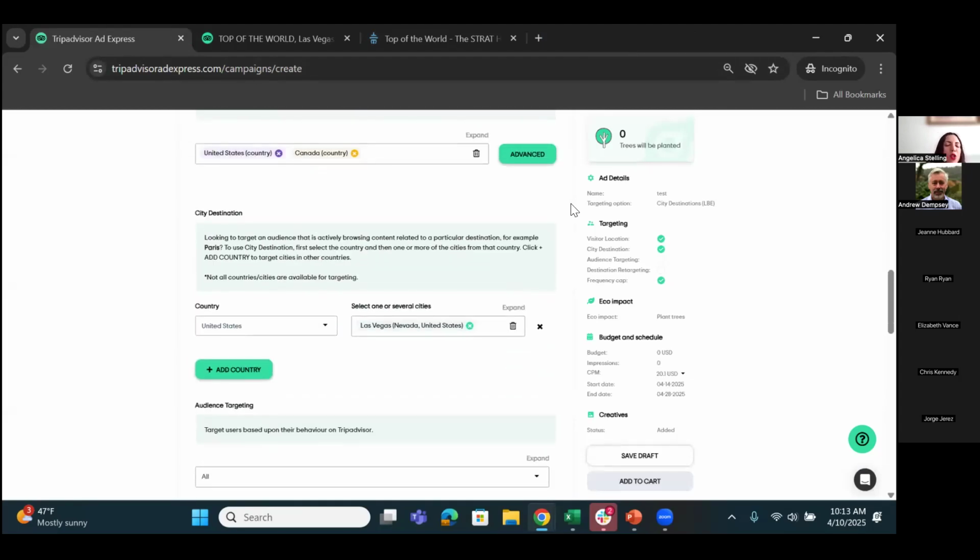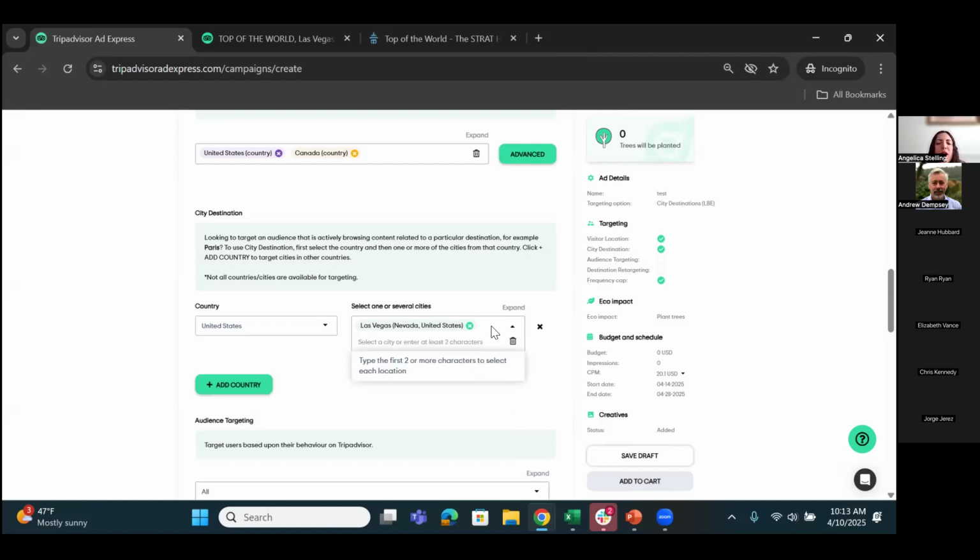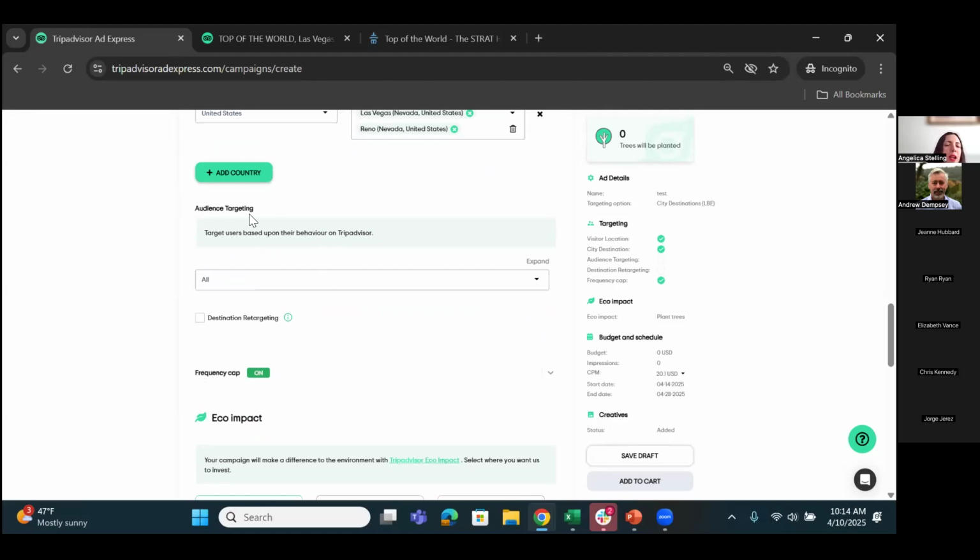Now, I want to share a little trick, especially I know DMOs use this a lot. It's called competitive conquest targeting. For example, right now we are targeting people in the US and Canada looking specifically at anything Las Vegas related on Tripadvisor. But you know what? I want to capture my competition as well. Let's get people looking at Reno too. So now people looking at Reno on Tripadvisor who are currently located in the US and Canada will also see my restaurant listing booster.